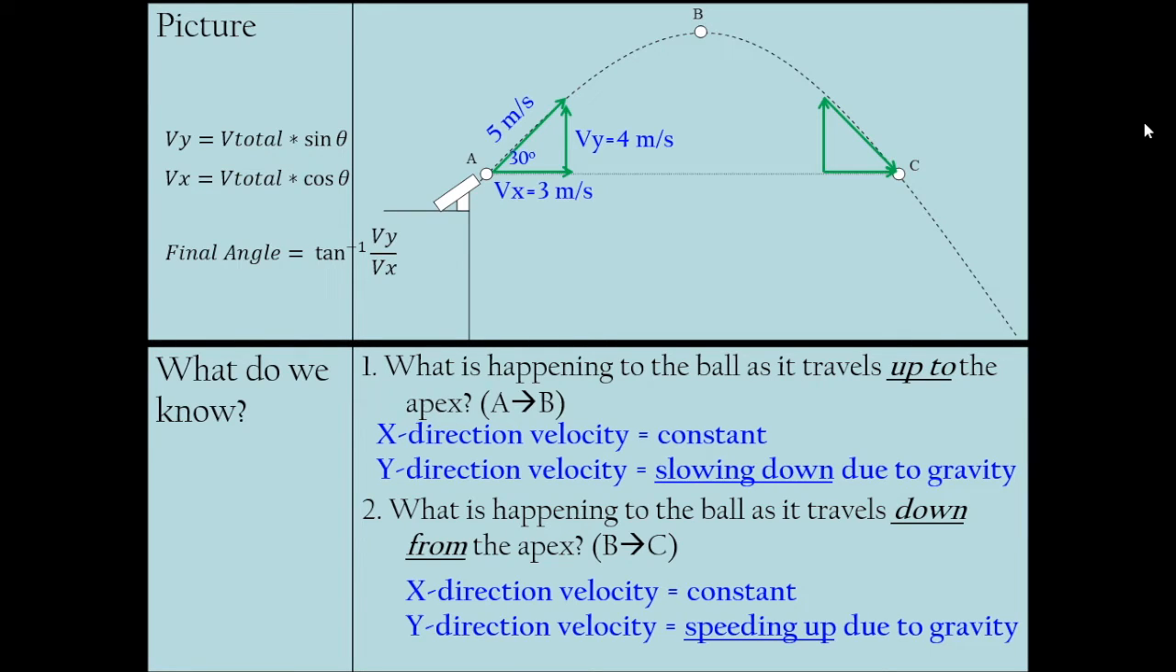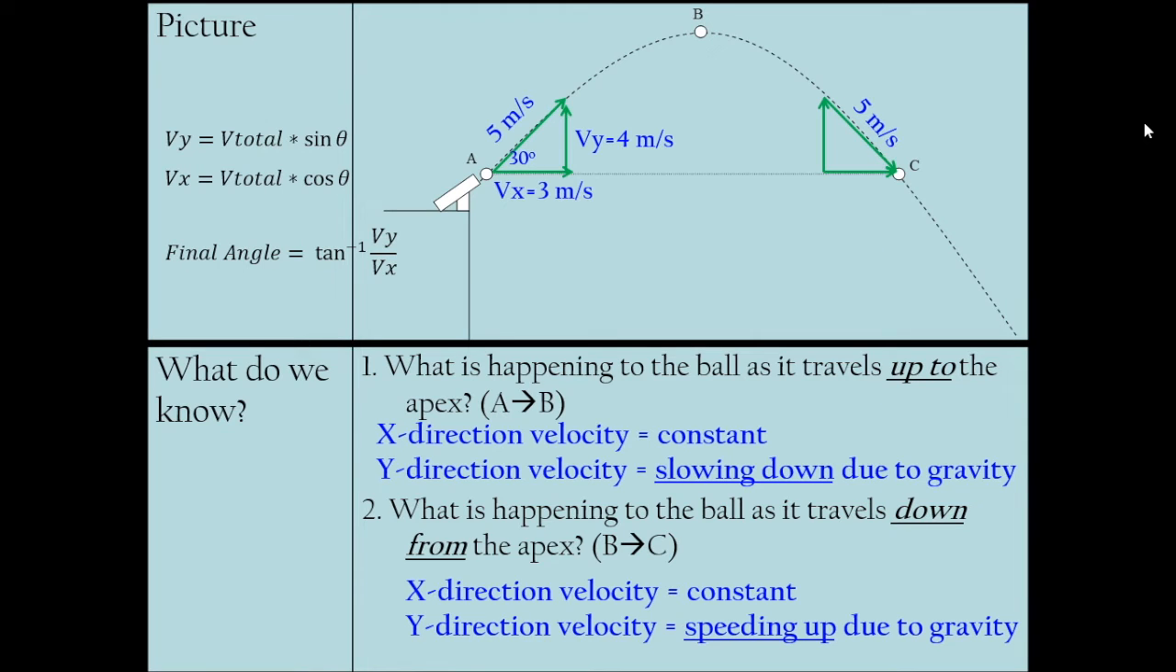For the y velocity though, at the apex, the ball is stopped or at rest in the y direction, meaning that the y velocity is 0 at the apex, but as it falls, it's going to speed up because gravity and the direction the ball is moving are both in the same direction. Since they're in the same direction, it's going to speed that ball up in the y direction. Therefore, the y velocity is going to increase as that ball falls down from B to C.